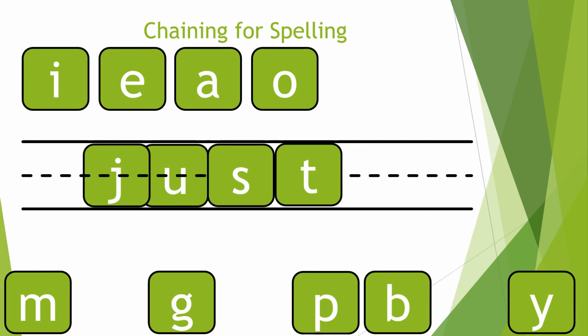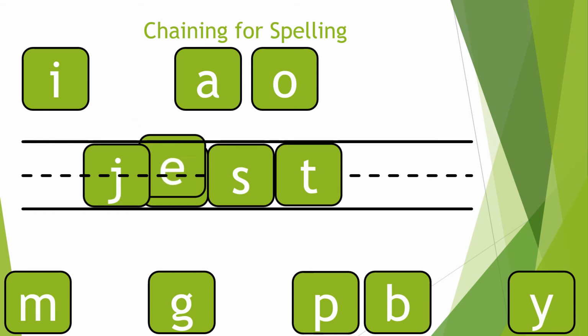Now, friends, let's change this word. Let's make this word jest. I hear an eh. What letter makes the eh sound? Very good. E makes the eh sound. So let's change the U to an E, just like that. Now our word is jest.